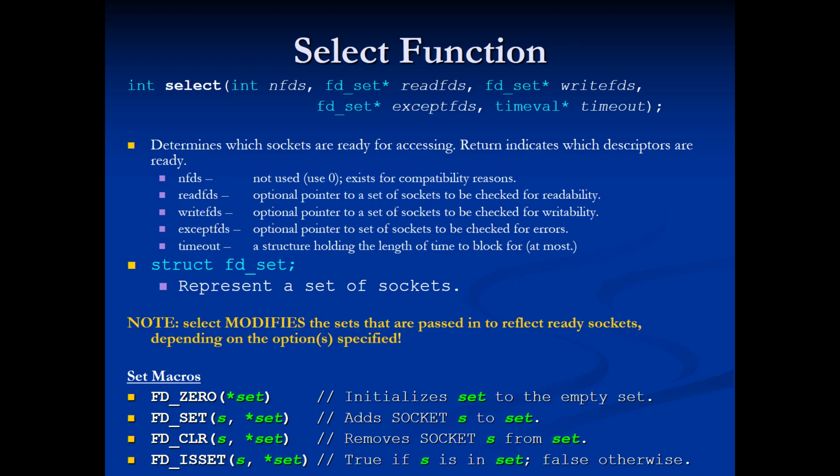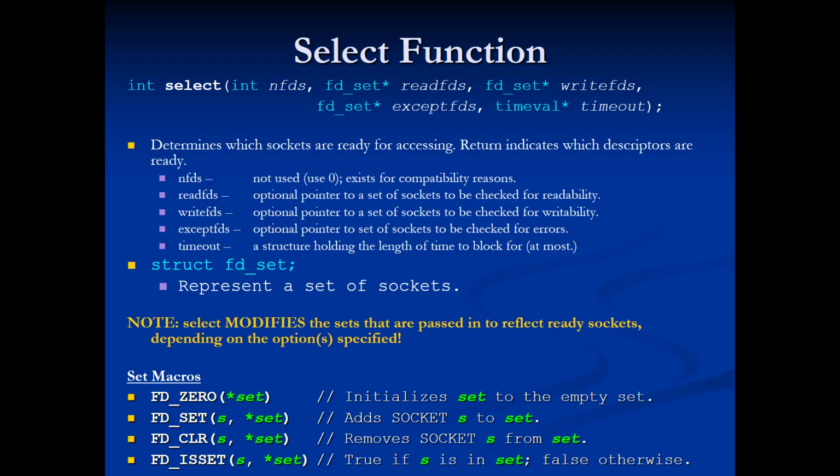The fourth one is an optional pointer to a set of sockets to be checked for errors, and you could go on MSDN to see what particular exceptions you could check for. You won't need to use any of that in the labs for this class, but you can go ahead and see if you wanted to. And the last parameter is a structure holding the length of time to block for at most. So the last one is you could set a timeout if you wanted to, or you can just not block. We'll go over more on that in the next slide.